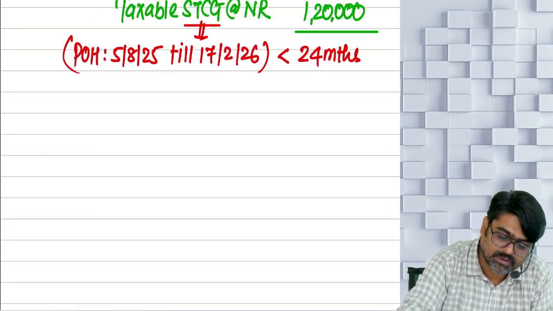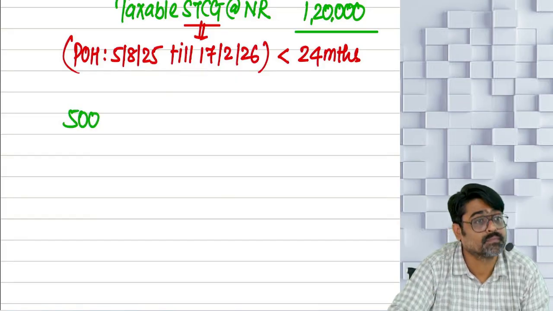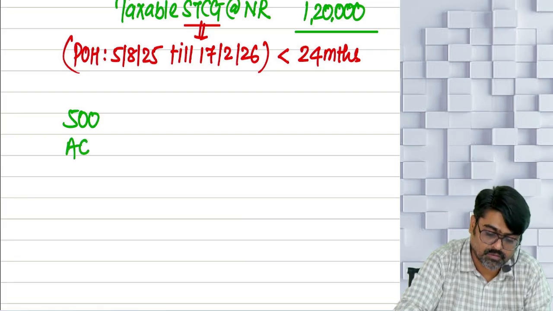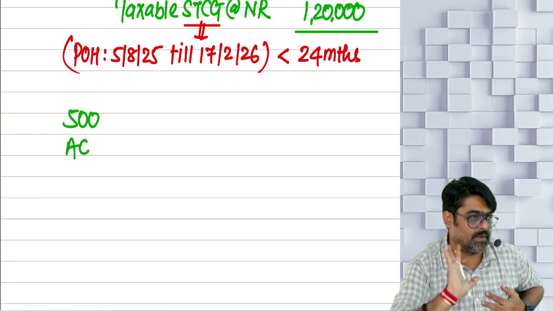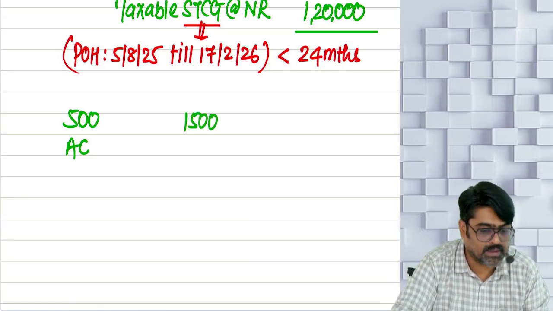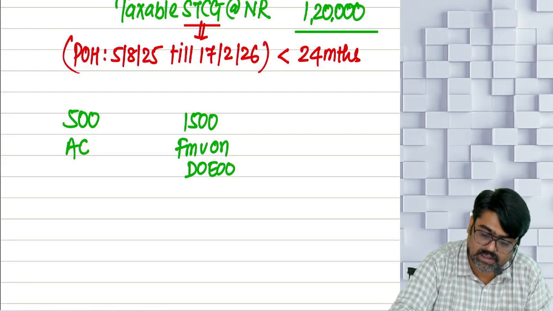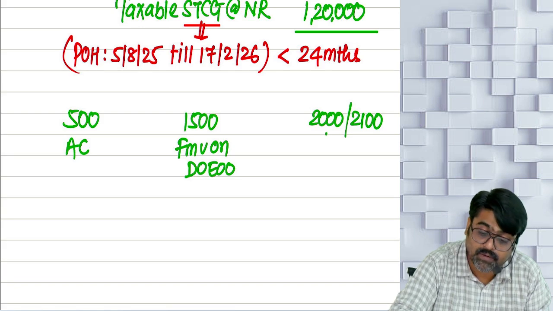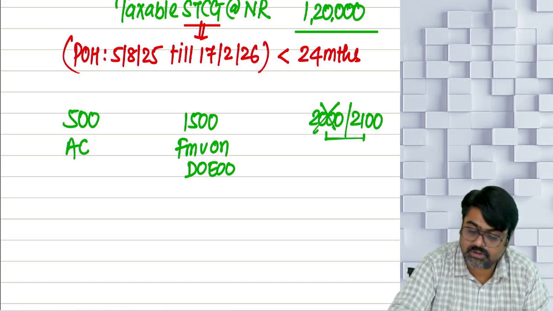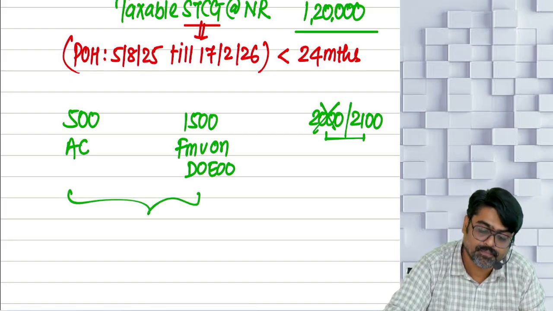Okay, tell me what amount you paid for the shares. So your actual cost was 500. From your pocket, how much you paid? 500. And what was the fair market value? 1500. And this is the fair market value as on the date of exercise of option. And you are selling the shares for 2000 or 2100, whichever is higher. So you are selling the shares for 2100. Yes or no? So tell me, from here to here, how much gain?